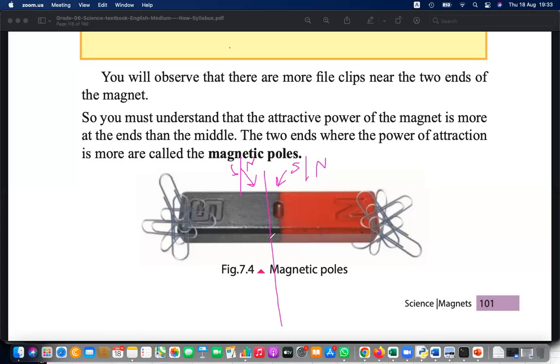Yes? Yes, any idea? Haven't you experienced that? After dividing a magnet into two pieces, what will happen to the poles? No sound, so why are you not talking?